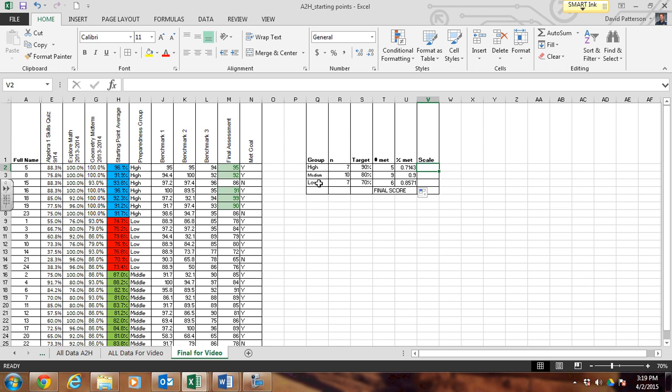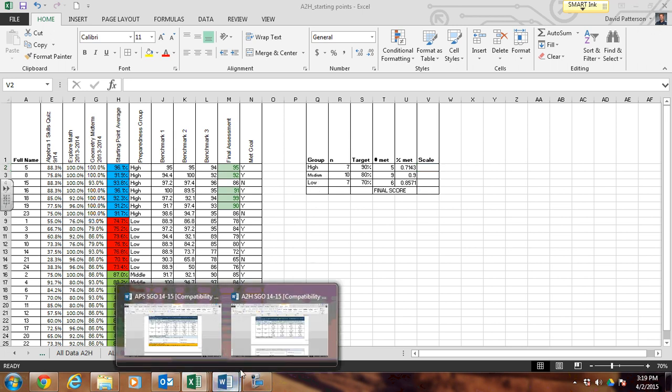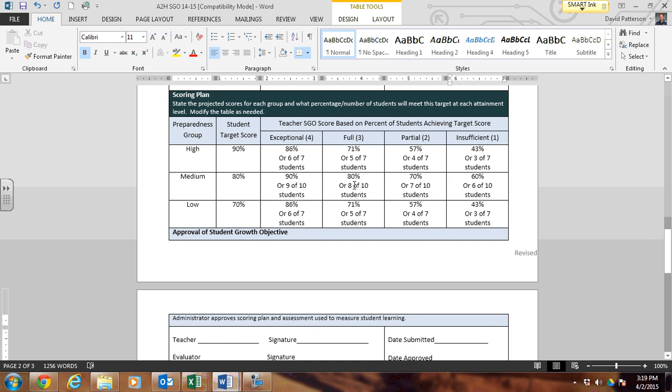In order to figure out what that number is, again, I go back to my SGO document. If I got exactly 5 students out of the 7, then that will give me a 3. If I got less than that, I either get a 2 or 1. If I get more than that, I get a 4, and that's only for my high group, because each group got a different designation for that.